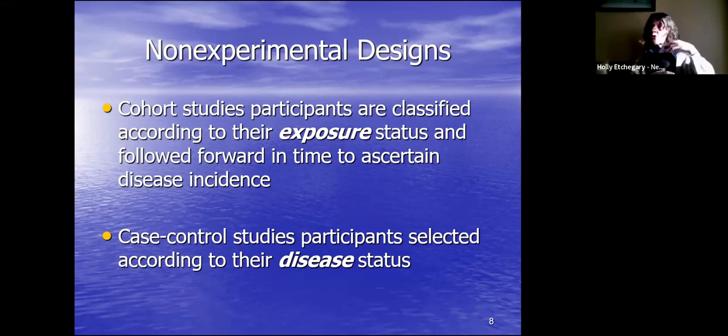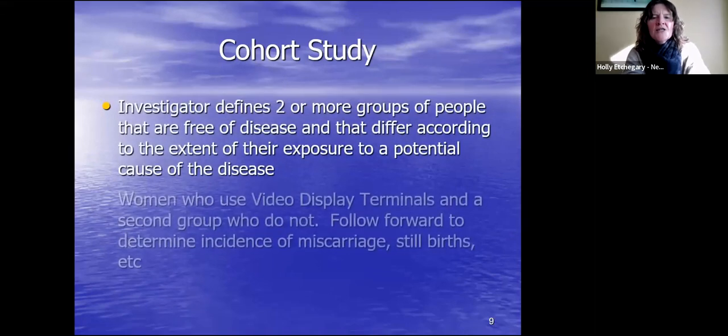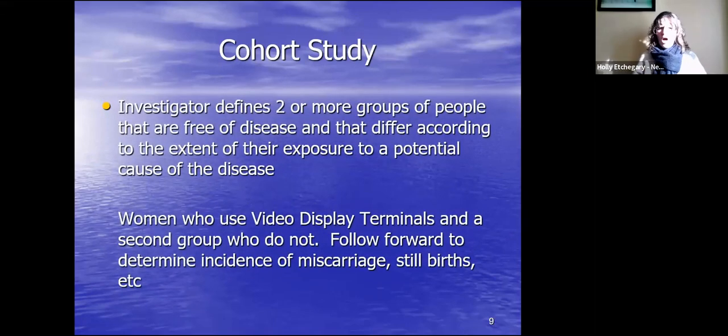Cohort, we're going forward. So people are healthy at the beginning. We want to look forward to see if they develop a disease. That's ultimately what we're saying. But you'll see this now in a bit more detail. So here, an investigator will define two or more groups of people, again, as I said, that are free of a disease or a condition, but differ somehow in terms of their exposure to a potential cause.